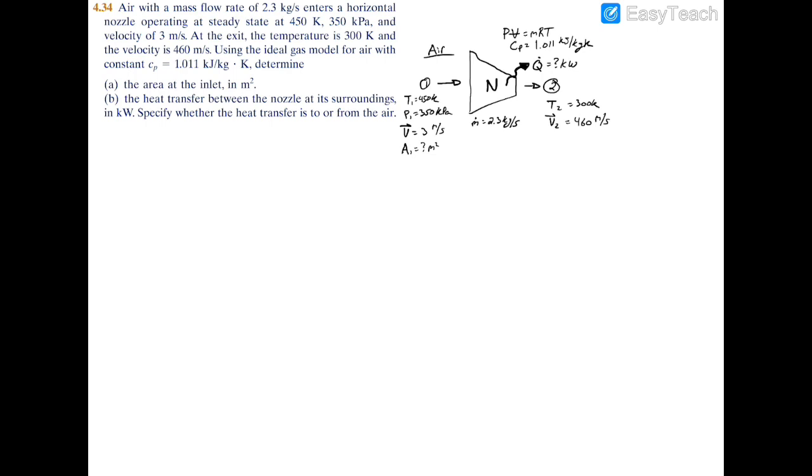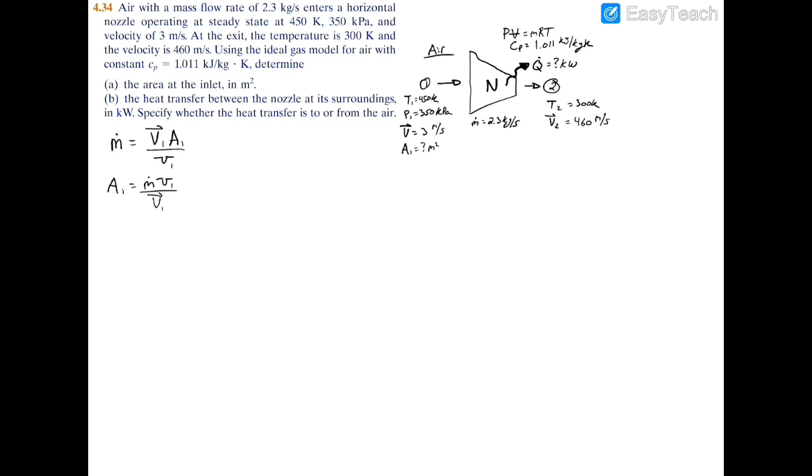So let's start with part A. Part A is asking for the area of the inlet. So to find the area, I'm going to use the relation of this. So we have the mass flow rate equals the velocity at 1 times the area at 1 divided by the specific volume at 1. Now if I rearrange this for A, for the area, we'll have A1 equals the mass flow rate times the specific volume divided by the velocity at 1.